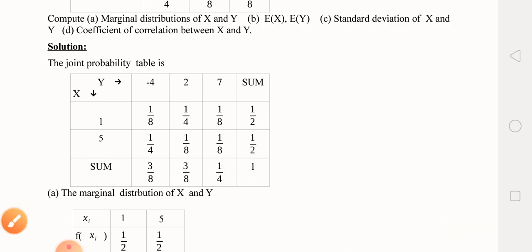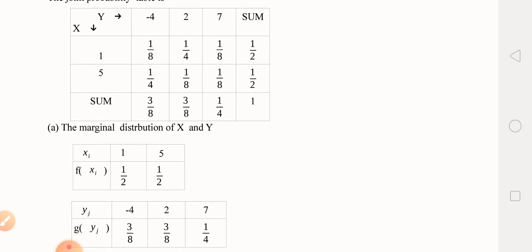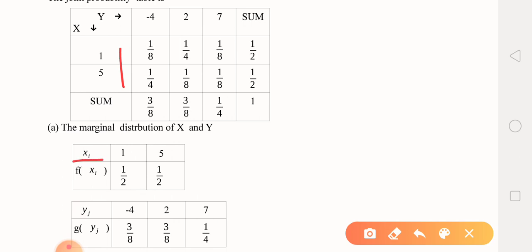So now we have completed the joint probability table. From this we will write the marginal distributions of x and y. So how to write the marginal distribution for x? We have totally two values for x. So prepare one more table with two values of x, 1 and 5.